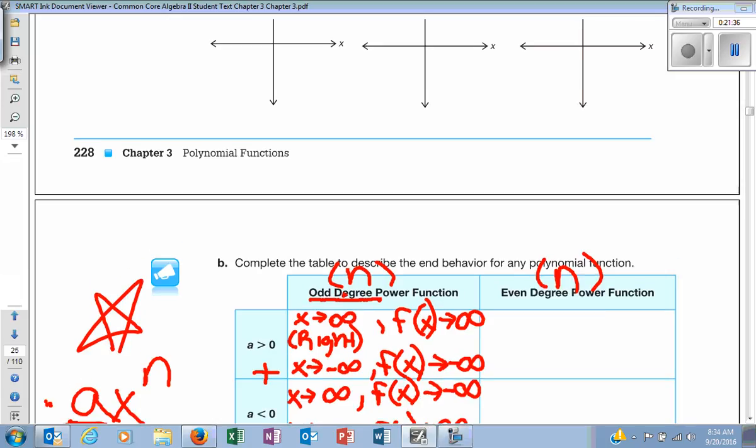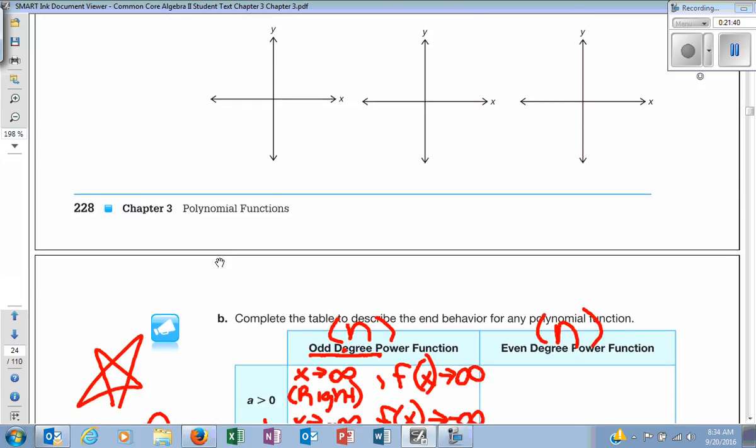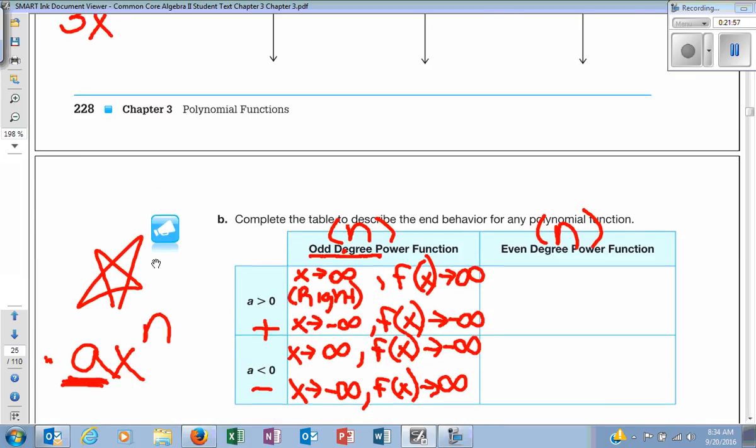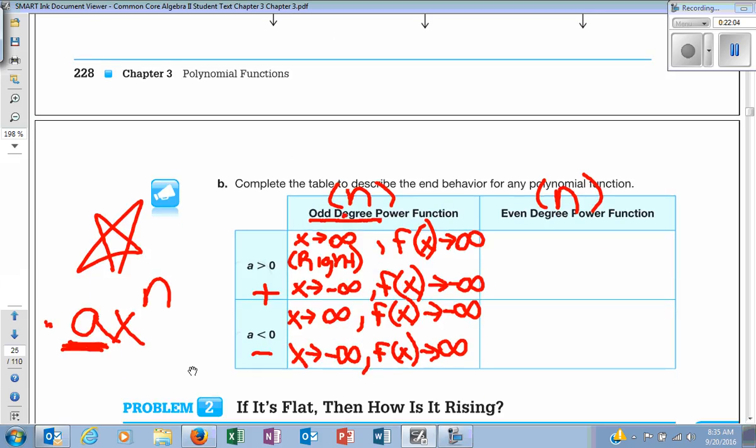So give me 1 second right here. I'm just using these. If I have 3x to the 5th, do you see my a is what? My a is what? Positive or negative? So I'm going to be on this right here. I'm going to be somewhere in this.